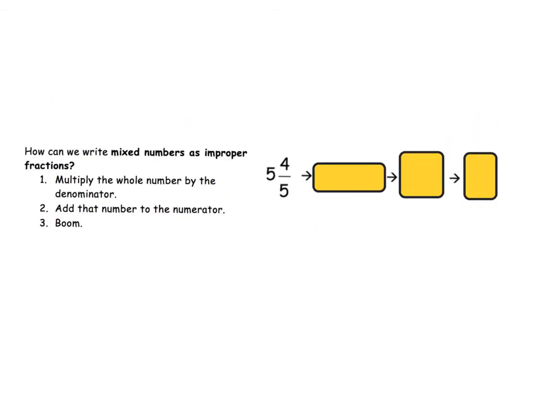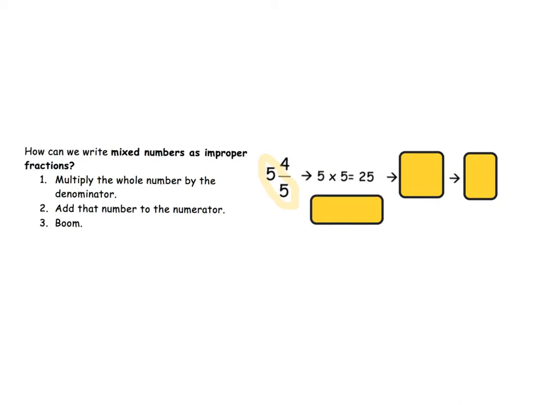Following along on your paper, we're given the example 5 4/5. Now, following our steps on the left-hand side, we need to multiply the whole number by the denominator. So we're going to take our whole number and our denominator. It might help to circle them so you know what you're multiplying. Well, 5 times 5 gives us 25.